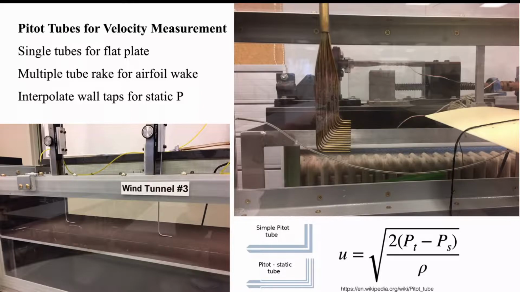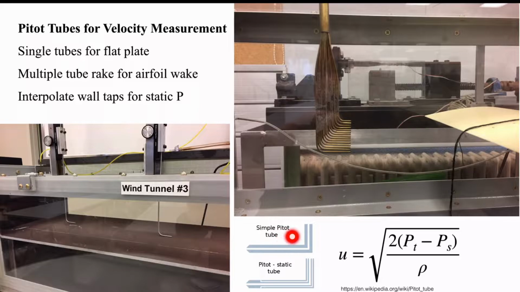Once we've got these flows going on in the wind tunnel, you're going to need to make some measurements. And our objectives here are to make all of our measurements with pressure transducers, and we're going to use pitot tubes to help us get the velocity in terms of measurable pressures. We have single pitot tubes like this that we'll use when we're working with the flat plate, and we have multiple pitot tubes in a rake like this that we'll use when we're measuring in the wake behind the airfoil.